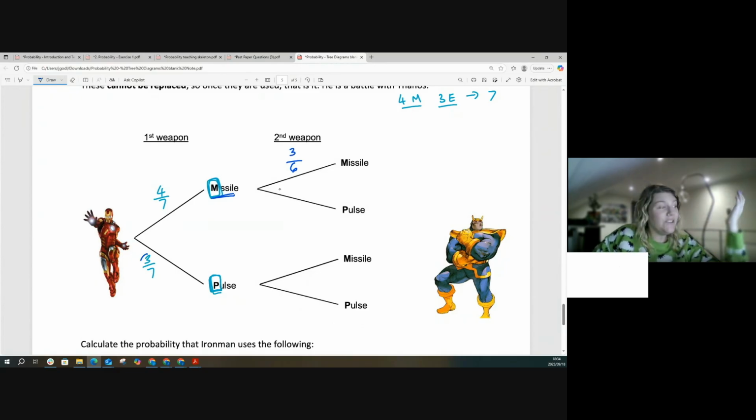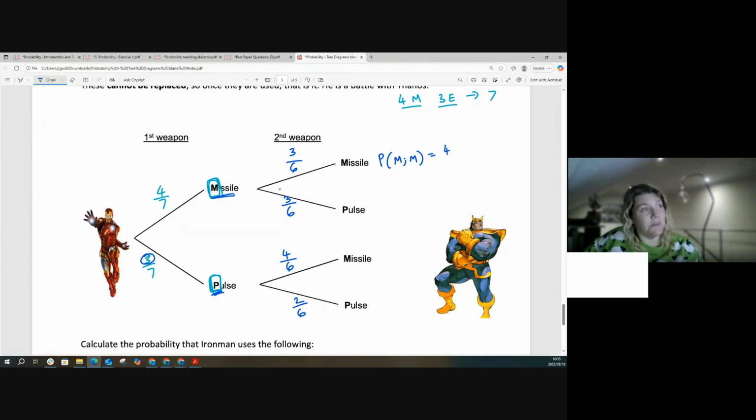I haven't used any of my pulses, so I still have all 3 pulses. So I still have 3 out of 6. In this one, I've now used a pulse, which means I still have 4 out of 6 missiles, and I would have 2 out of 6 pulses because I've used one of those pulses. So now my probability of using a missile is going to be 4/7 times 3/6.